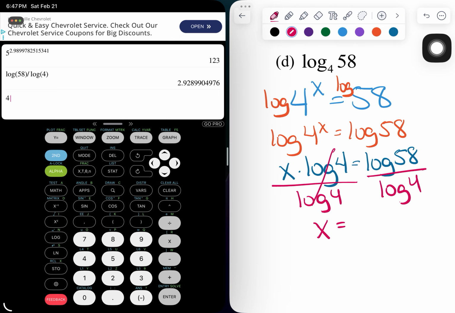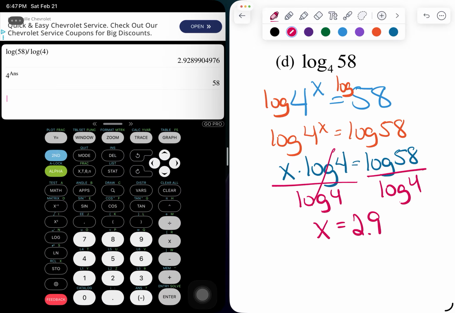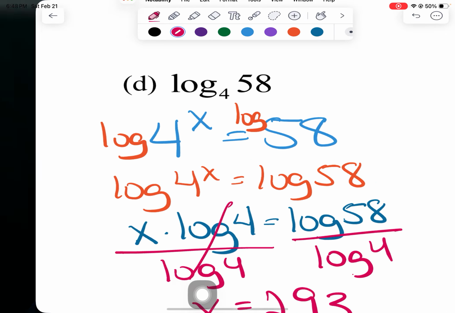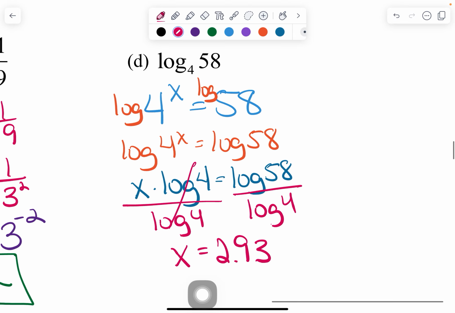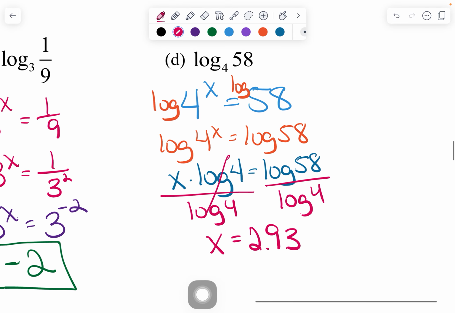So 4, I'm going to grab a little caret key here for a power. And this time I'm going to do second and the negative key. That'll give me the last answer. And oh, look, it's 58. All right, cool. So rounding off to 2 decimal places, we're going to go 2.93. I'll go ahead and kill that. There we go.